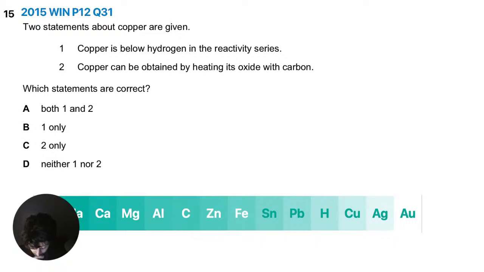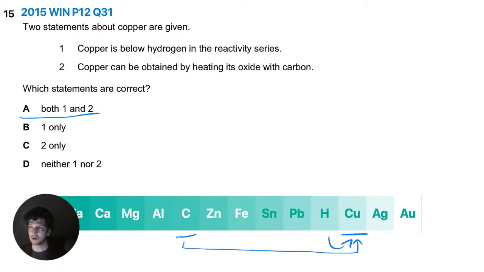A? Absolutely. I think you guys are on the right track. Okay, copper is below, copper is definitely below. Copper can be obtained by heating it with carbon. Carbon is more reactive and hence will be able to displace copper. So both 1 and 2 are correct. Alright, absolutely. Chalo, that's fine.